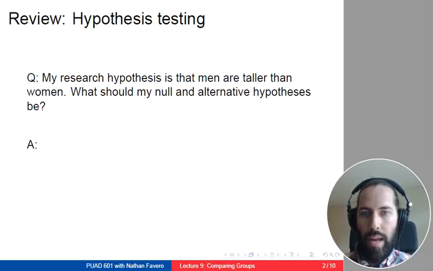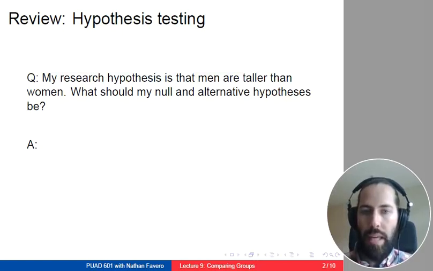So the first question we have is, I am giving a research hypothesis. Now, we haven't maybe explicitly talked about what research hypotheses are before, but a research hypothesis is basically what the researchers expect might happen, like if their theory is true. And so the hypothesis is usually going to correspond to the alternative hypothesis, or be basically the same as the alternative hypothesis. So if my research hypothesis is that men are taller than women, what should my null and my alternative hypotheses be?